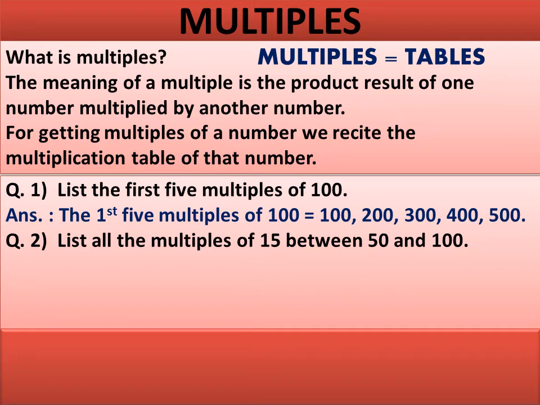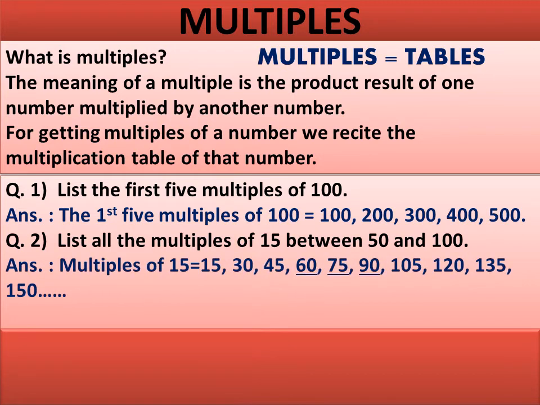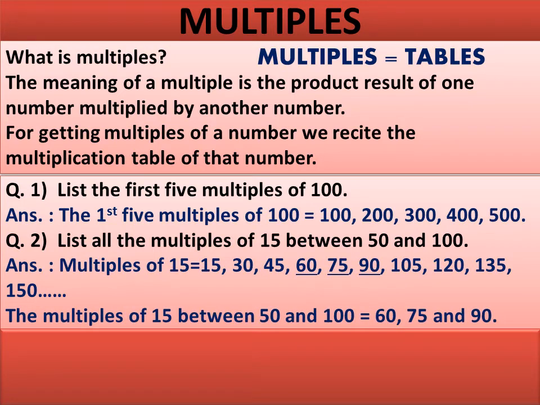Let's solve one more question. Question number 2. List all the multiples of 15 between 50 and 100. To find the solution, first we will write the multiples of 15. Everyone knows the table of 15. So multiples of 15 are 15, 30, 45, 60, 75, 90, 105, 120, 135, 150 and so on. So the multiples of 15 between 50 and 100 are 60, 75 and 90.